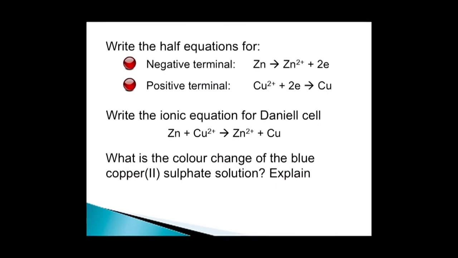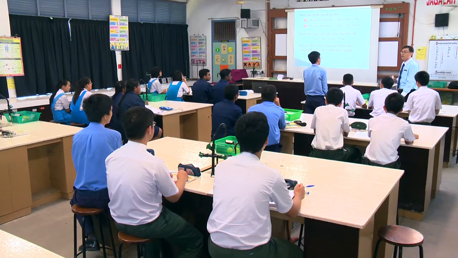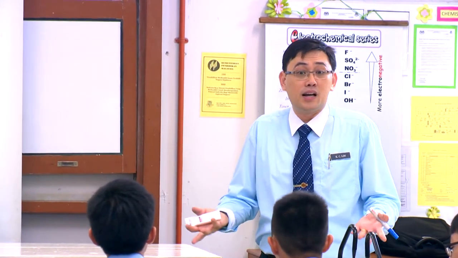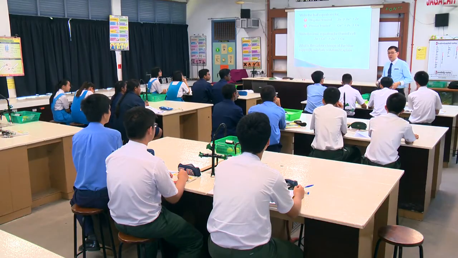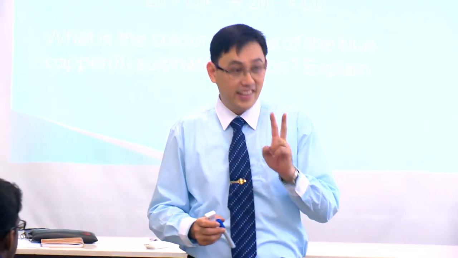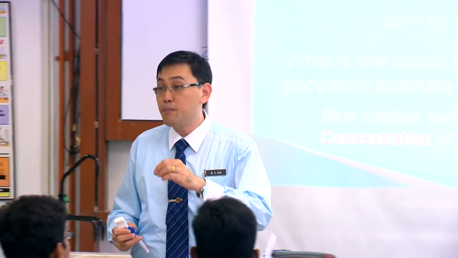What is the color change of the blue copper 2 sulfate solution? Wilson? Blue solution turns paler. Correct, the blue solution will turn paler. If you ask me, sir, why does it turn paler? Melvin, can you help me? Why does the solution turn paler? Because the concentration of copper 2 ion decreases. Correct, because the concentration of copper 2 ion decreases. So this is what we say: the blue solution will turn paler.